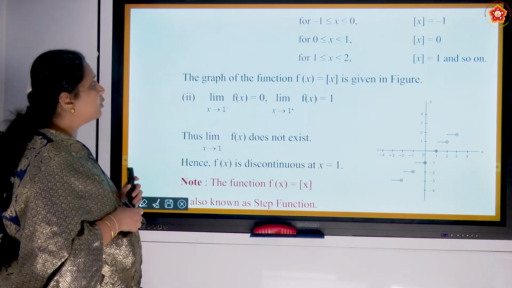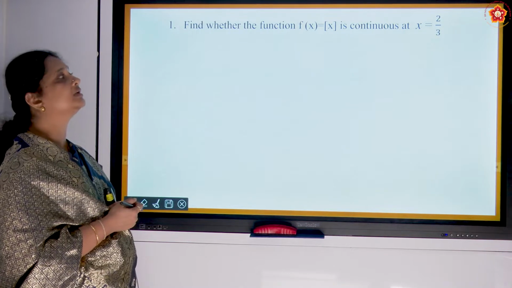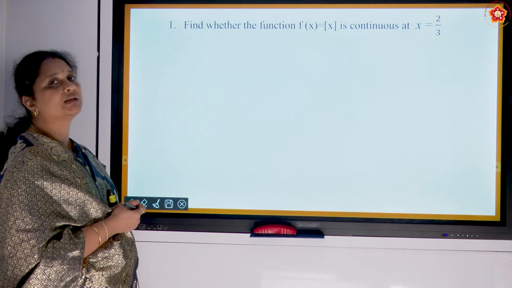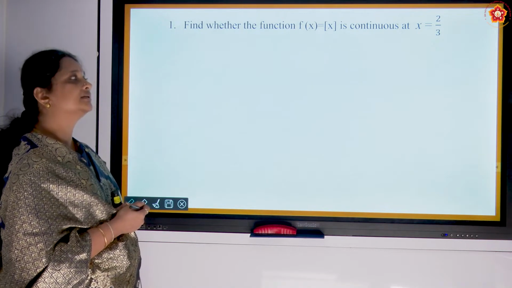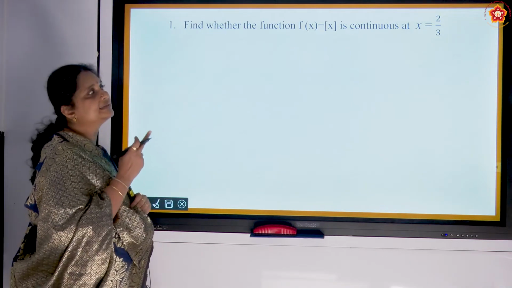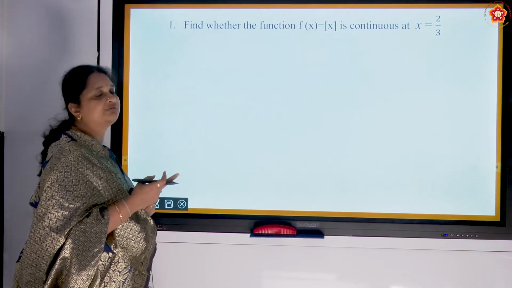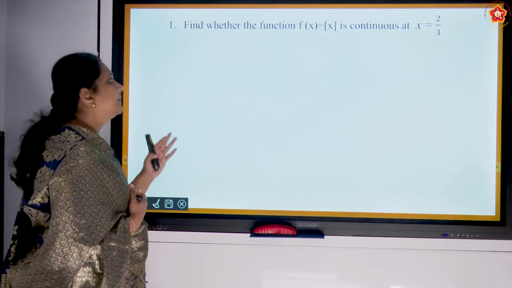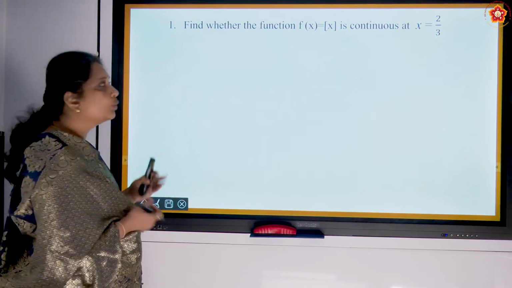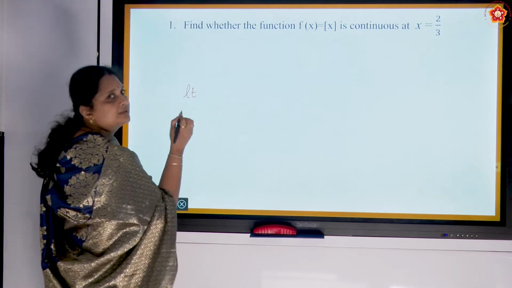So now let's move on. Now we have to check whether the function f of x is equal to the greatest integer value of x is continuous at x is equal to 2 by 3. As I told you, I can see very well that it is a proper fraction. So when it is a proper fraction, it's going to be continuous. But let's prove it. How are we going to prove it? We are going to see the left hand limit first.